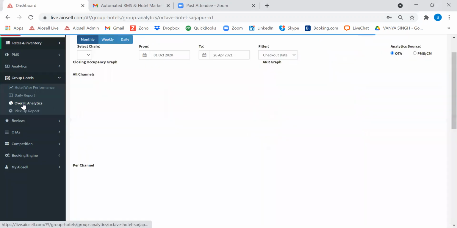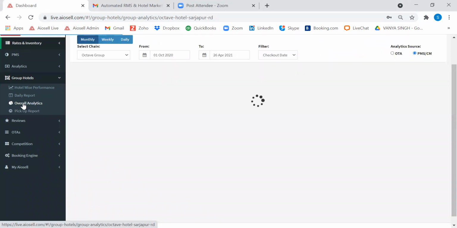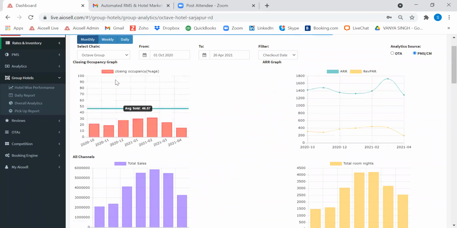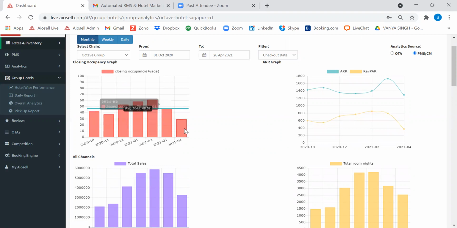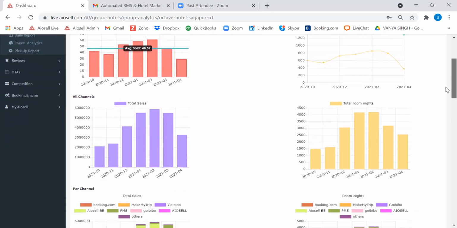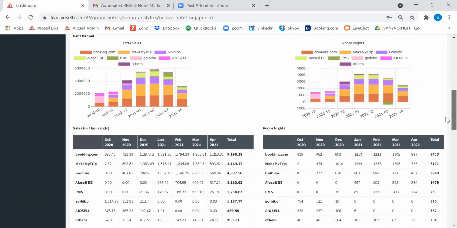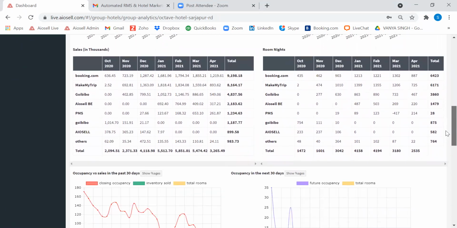There's also overall analytics. So for the entire group, if I want to understand at a macro level what has been my occupancy trend, this will give us, for the past few months, what is the occupancy percentage trend, what is the average room rate trend, what is the RevPAR or the revenue per available room trend, as well as what is the total sales, the room nights, and the breakup of that into various sources of business. This is also available in a table form as well.